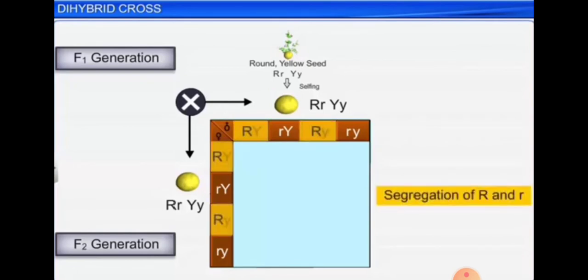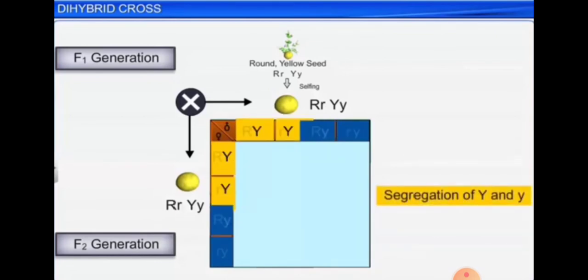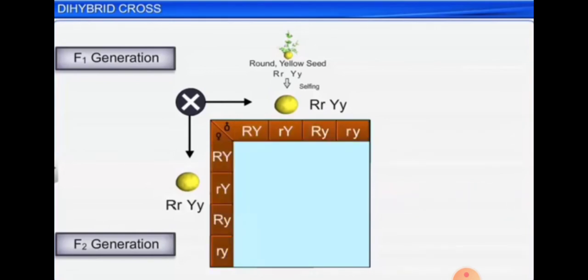Here it is important to note that the segregation of 50% capital R and 50% small r is different from the segregation of 50% capital Y and 50% small y. Hence 50% of the gametes bearing small r have capital Y and the remaining 50% have small y. Similarly, 50% of the gametes bearing capital R have capital Y and the remaining 50% have small y.